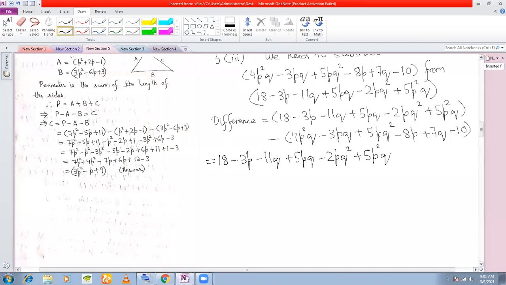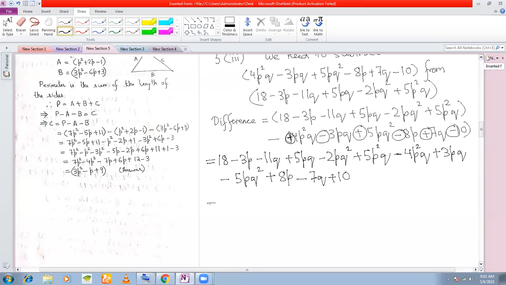Now when you open the brackets, remember the sign change. Here we have a plus sign, so this plus sign here will change to a minus sign. 4p square q, this minus sign will change to a plus sign. 3pq, again this plus sign will change to a minus sign. 5pq square, again this minus sign will change to a plus sign, plus 8p, again the next plus sign will change to a minus sign, 7q, and here this minus sign will change to a plus sign.